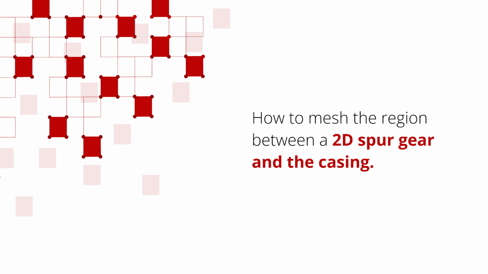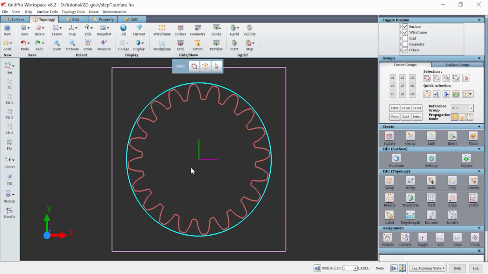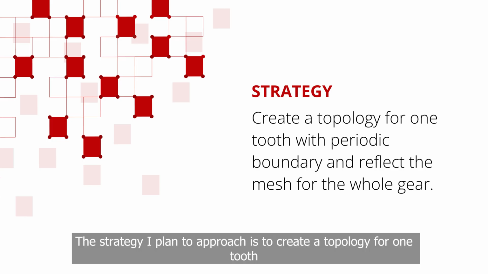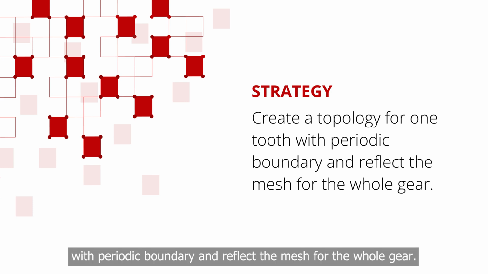Today we will see how to mesh the region between a 2D spur gear and the casing. The gear we choose has 20 teeth. The strategy I plan to approach is to create a topology for one tooth with periodic boundary and reflect the mesh for the whole gear.